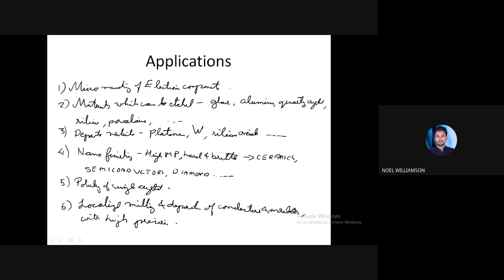Now we will see the mechanism of material removal, and also the process parameters. What are the IBM parameters and the factors affecting these parameters? That we will see in the next class. So this is about today's class.